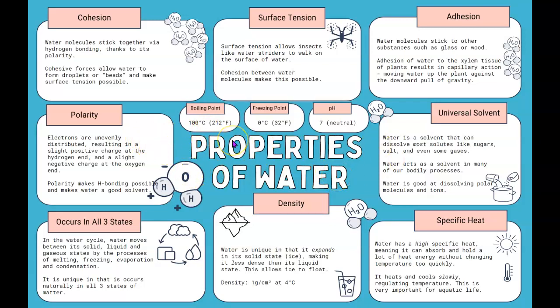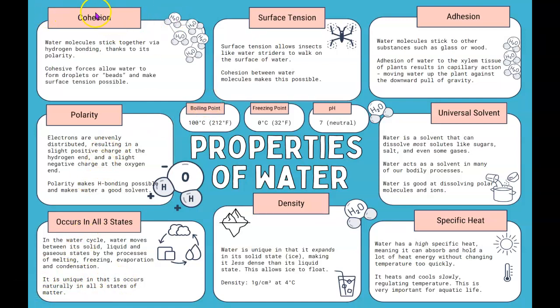So the main thing about water is, well, there's a lot of things about water, but we all know that the boiling point of water is 100 degrees Celsius, or 212 Fahrenheit. The freezing point is 0 degrees Celsius or 32 degrees Fahrenheit. And the pH of water is 7, so it should be neutral. So let me see where to start here.